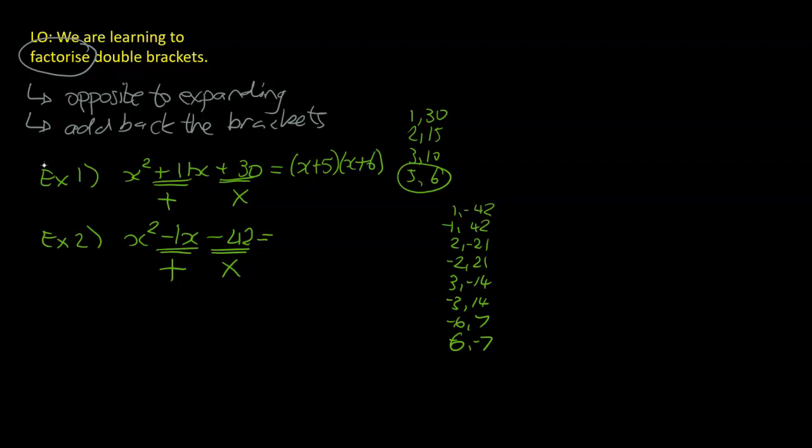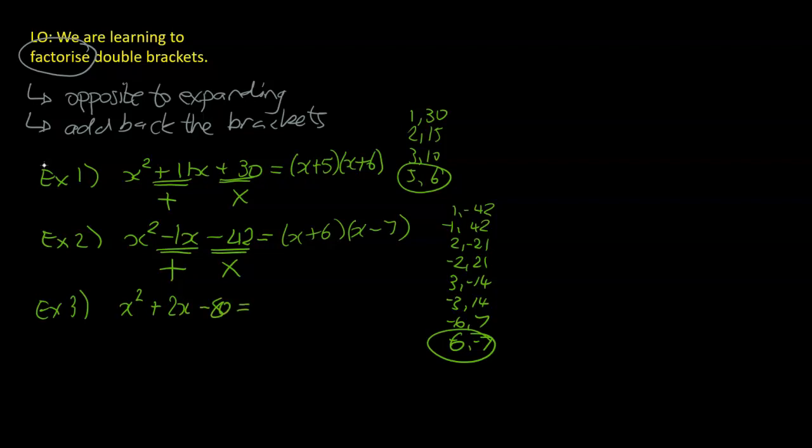We've then got to think, well, of this big list, which of them add to negative 1? And it's going to be that one down the end there. So positive 6, negative 7. So they're going to be the two numbers that we fit in our bracket. So x plus 6, x minus 7 as well. So we're going to finish up with one last question, just to emphasize what we're doing. So let's say we've got x squared plus 2x minus 80.